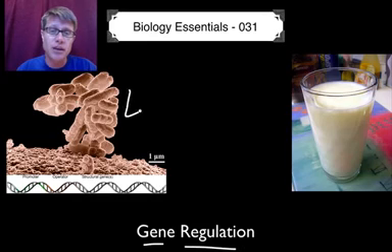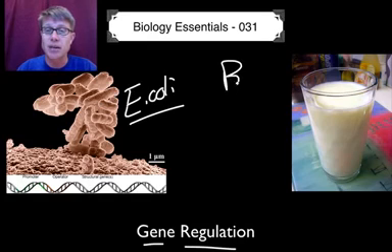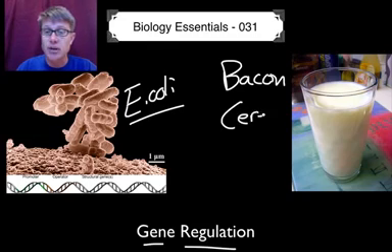And I want to start with an organism that lives in our intestine called E. coli. E. coli is interesting in that it eats whatever we eat. And so if I eat bacon for breakfast, it has to break down the proteins and the lipids in the bacon. If I have cereal, it has to break down the carbohydrates. If I have milk, it has to break down the lactose.